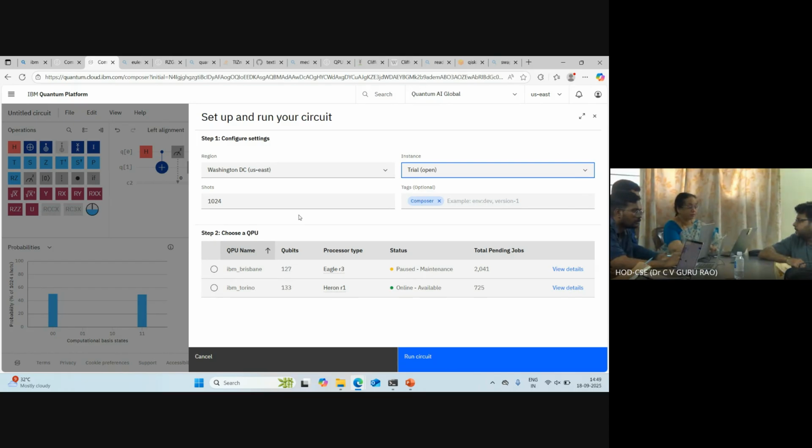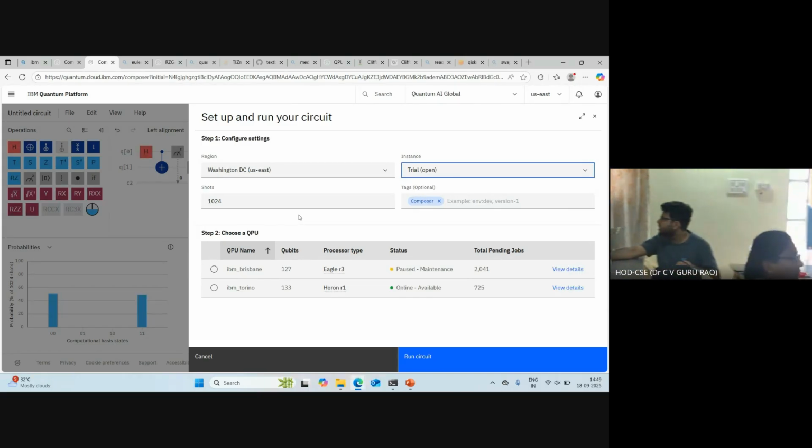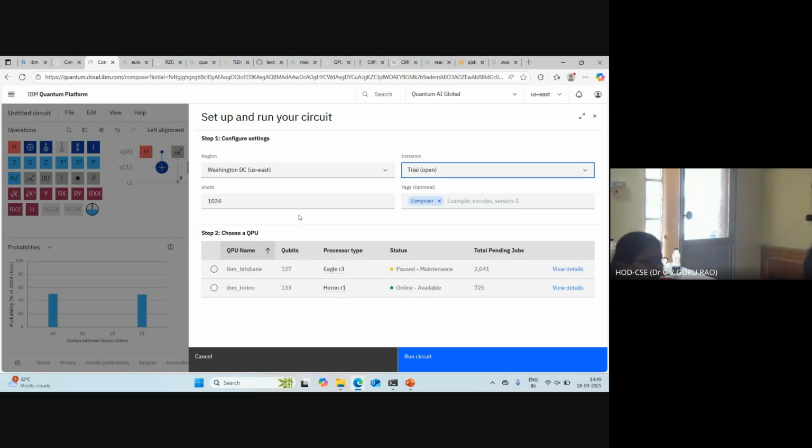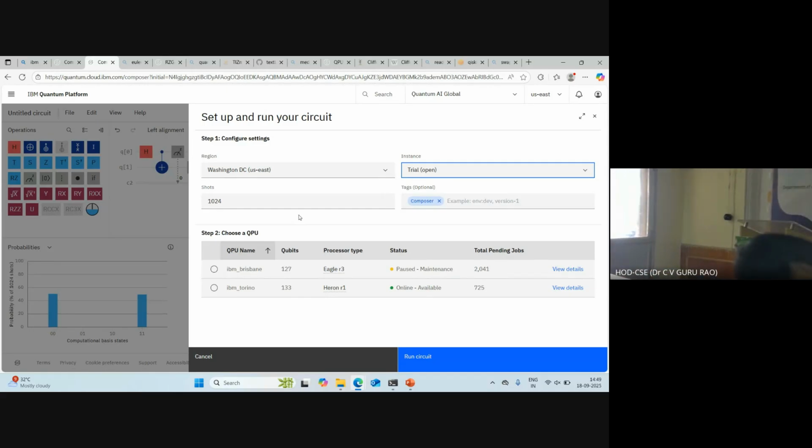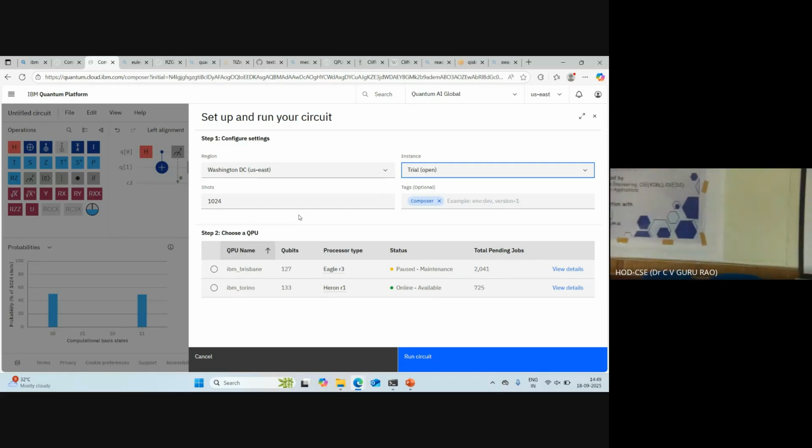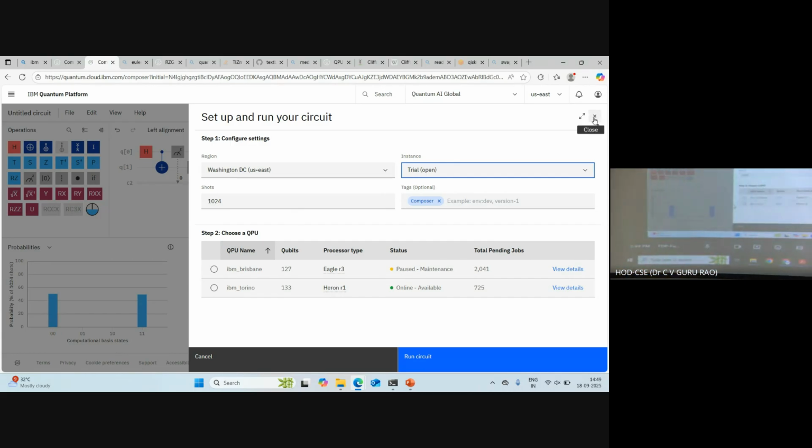Whatever output you are showing there, we are not seeing. I'll tell you, there is one problem everyone is facing. I'll let you know what is happening.